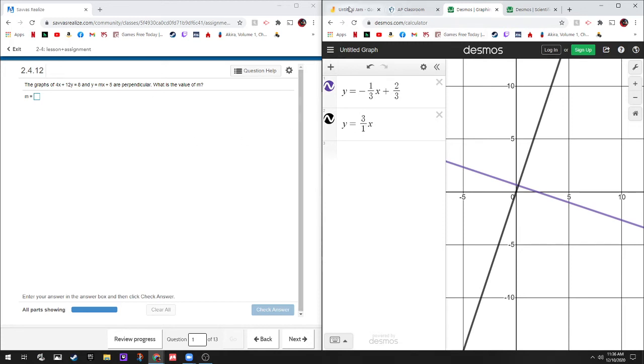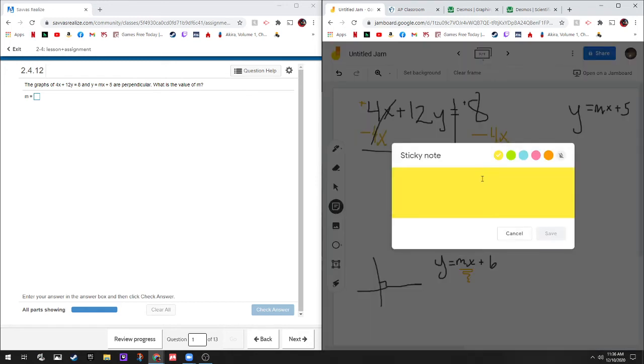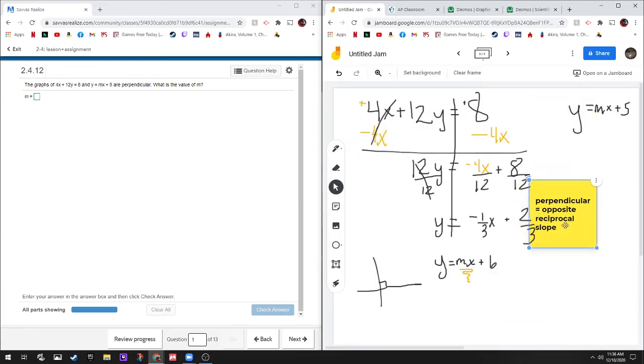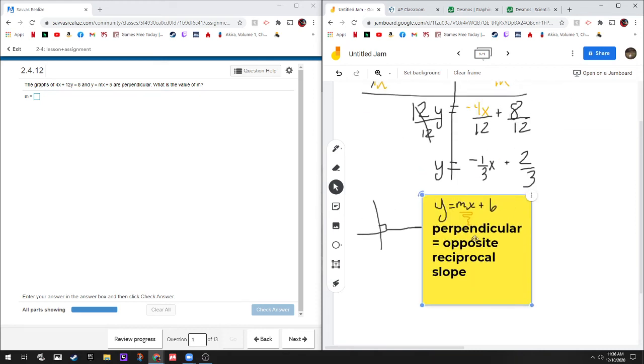So this would have been an important note to take down about how we did that problem. But then another sticky, perpendicular. There's two words that we use for this: opposite reciprocal slope. And I can explain what that means in more basic language. So opposite means one of them's positive, one of them's negative. And then reciprocal is upside down.